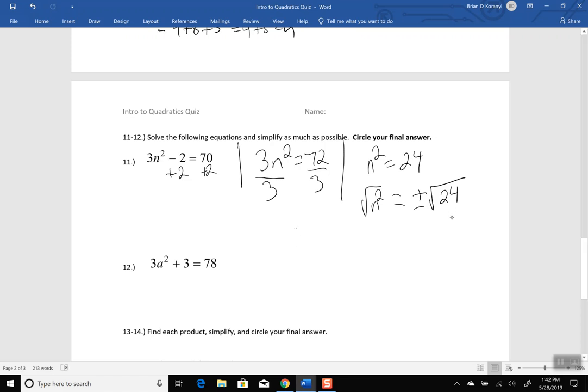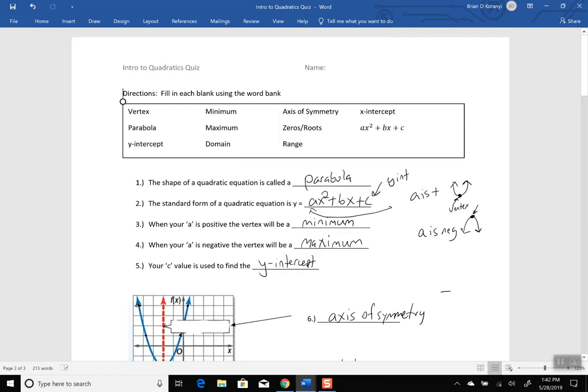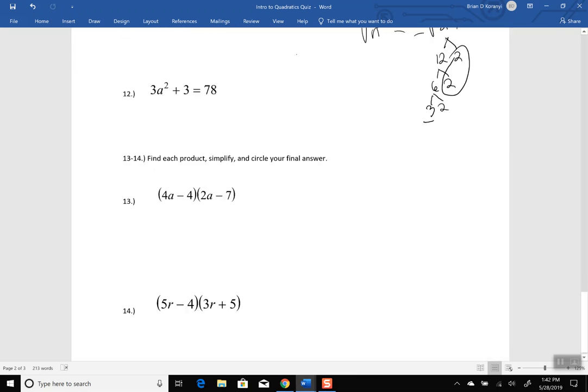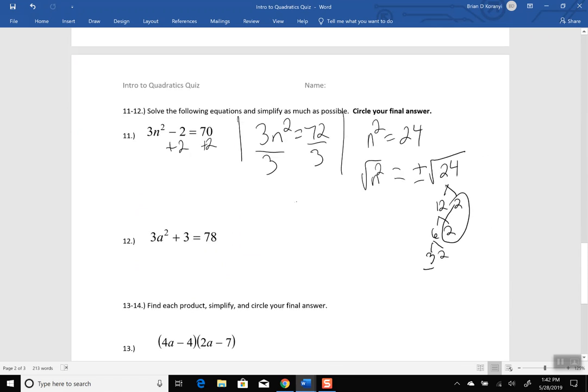So I want to simplify as much as possible, so I'm going to break down 24: 12 and 2, 6 and 2, 3 and 2. For each pair, one goes to the outside, the rest remains on the inside. So the square root of 24 simplifies down to 2 on the outside, and then the leftover 3 and 2 goes back on the inside as a 6. So plus and minus 2 times the square root of 6 is your answer.